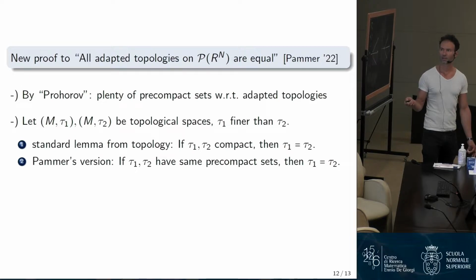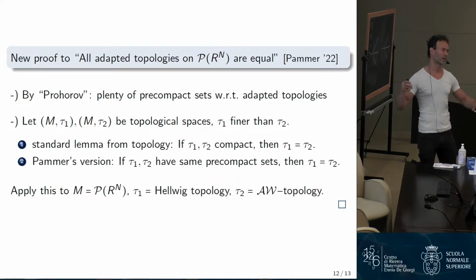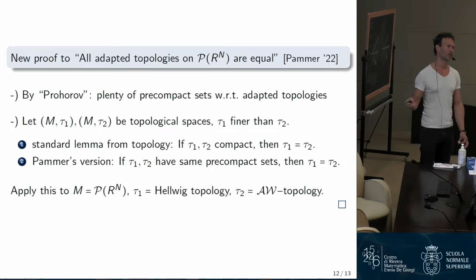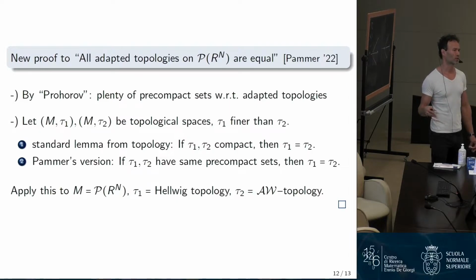And there is a slight twist to this lemma. If you have 2 topologies which have the same pre-compact sets, then also they have to be the same. And in our setup, this is the topology which looks the weakest, this is the topology which looks the strongest. There is still quite some work involved, but you can show that they have the same pre-compact sets. And from this, Gudmund-Pammer obtains that those topologies are actually the same. And I think it's really the explanation behind why, with so many different metrics, we end up seeing the right topology in the end.